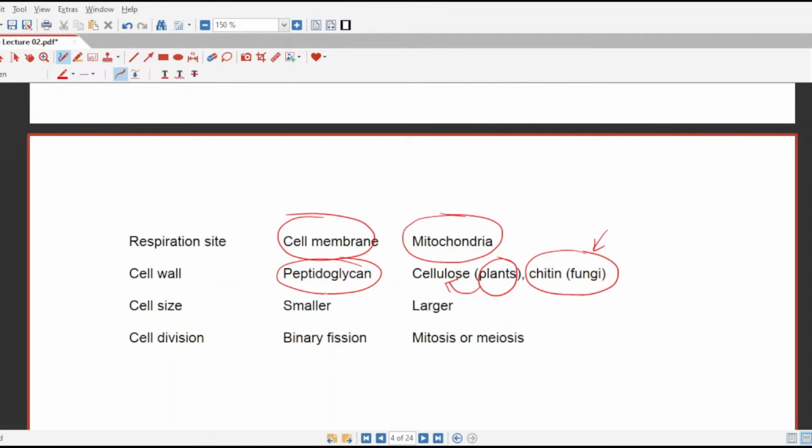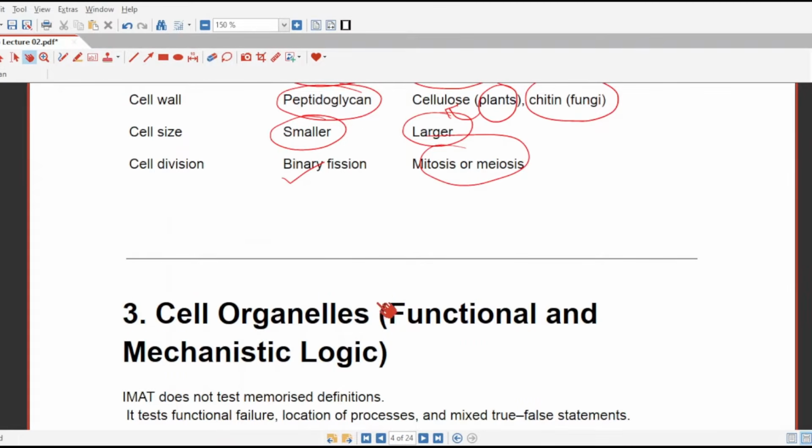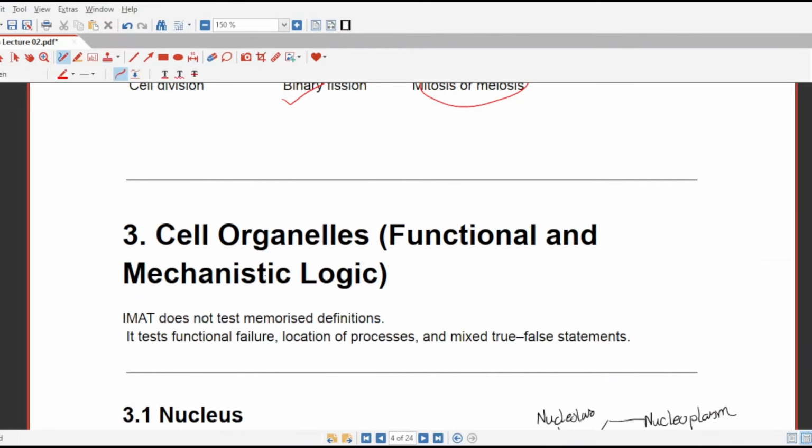What about cell size? Obviously it will be smaller and this will be larger. The cell division we have covered. This will be binary fission in case of prokaryotic cell, and in case of eukaryotic cell it will be mitosis. Now moving on to our next section, which will cover all the cell organelles. You don't need to remember the definitions, you just need to remember the functions properly. If you remember the functions, let's say one organelle is absent, what can happen? You can easily find out, right? So that's why it says that it will test functional failure, location of processes, and true-false statements.